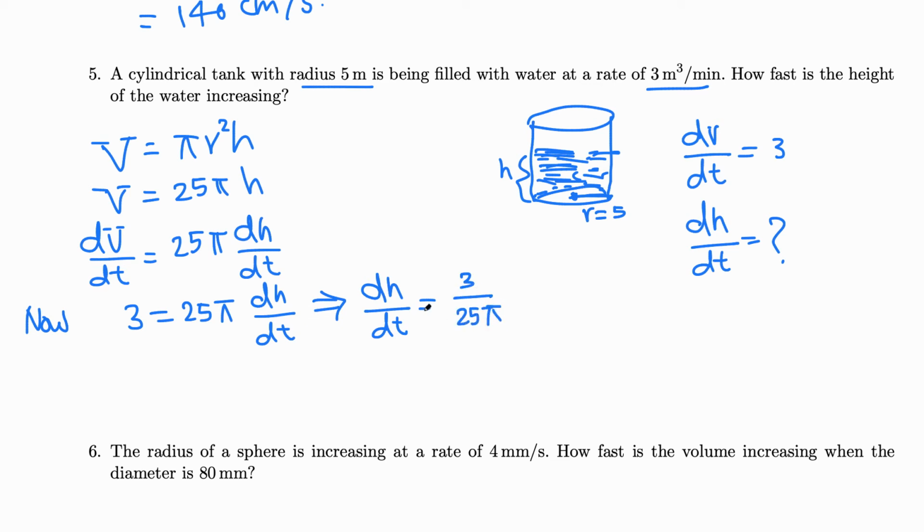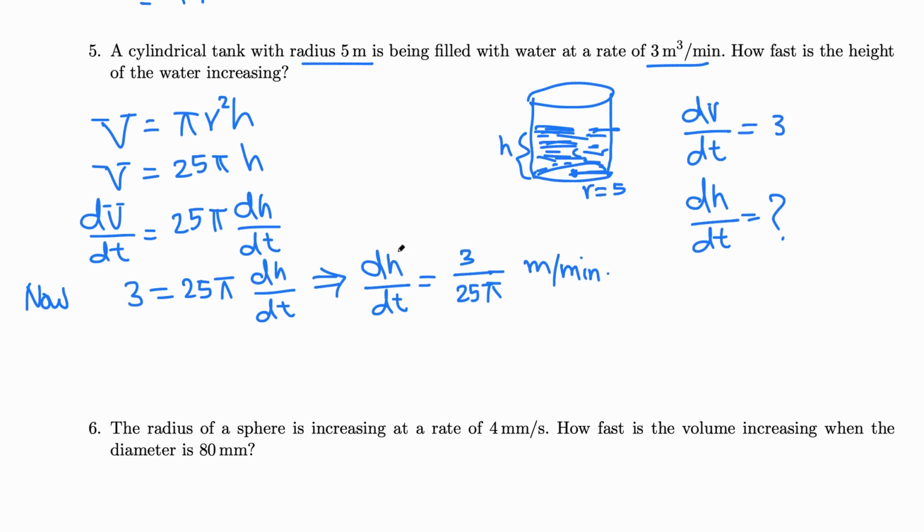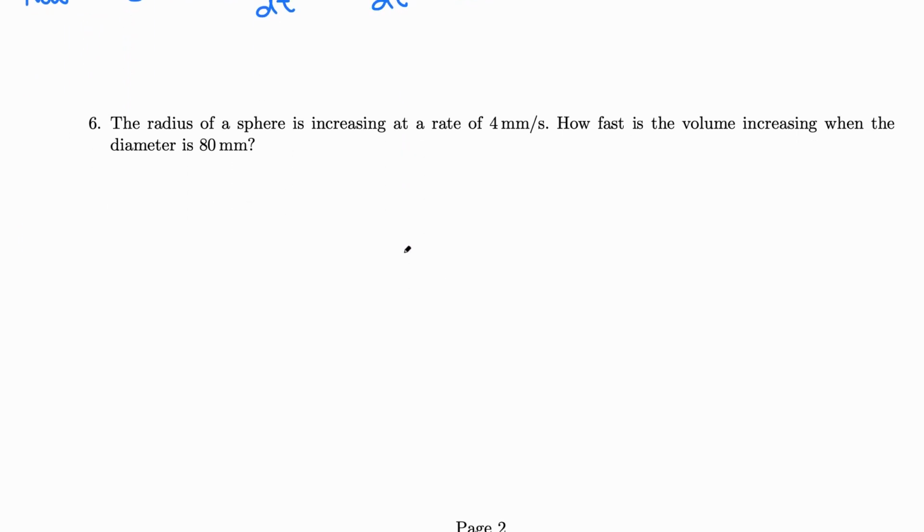Don't go for decimals. Now we need to put correct units. So this is rate of change of height, so height will be meters, in this case meters per minute. Okay, final. That's final for number 5. Let's do number 6 as well.